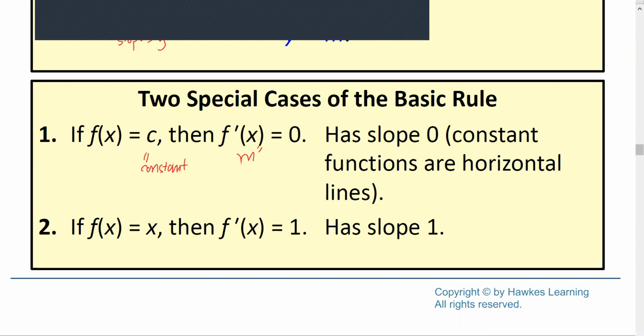The second case, if f of x equals x, then f prime x equals 1, or the slope is 1. This is the line y equals x, and m is 1, or the coefficient of the x. Therefore, the slope f prime x equals 1.